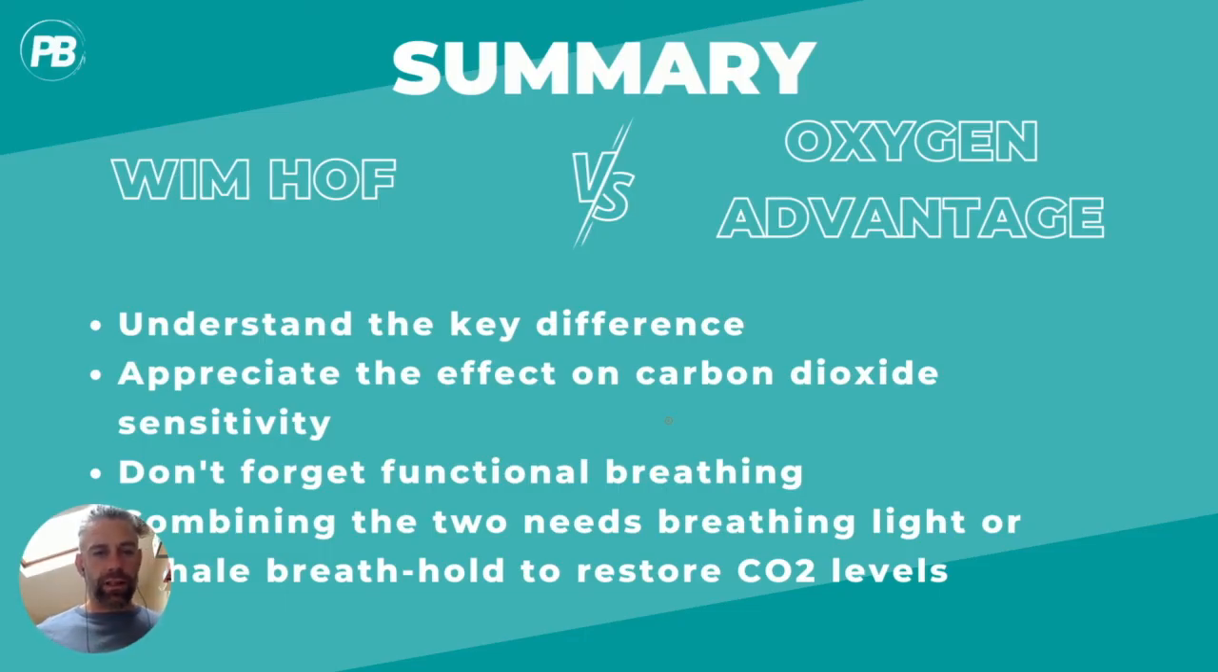Hopefully you're getting the understanding that I'm not saying one is better than the other, and do one and don't do the other. Just understand that combining the two might be a way forward to allow you to get the benefits of both. At the end of 3 rounds of the Wim Hof method, your CO2 levels are low. Spending a few minutes allowing them to get back up to normal through a breathing light or breath holding exercise would allow those CO2 levels to get back up to normal.